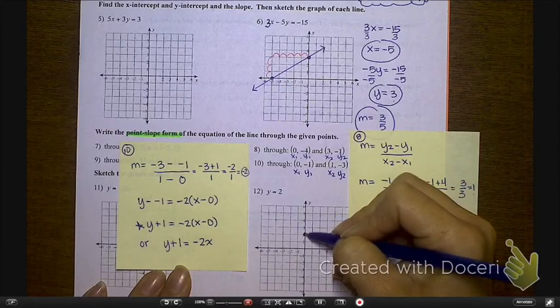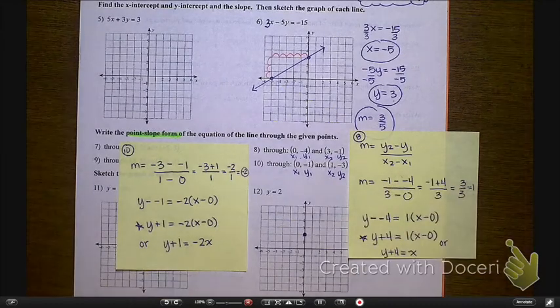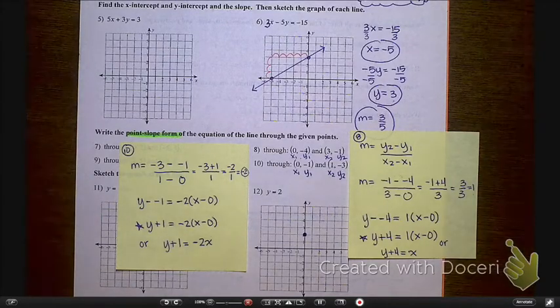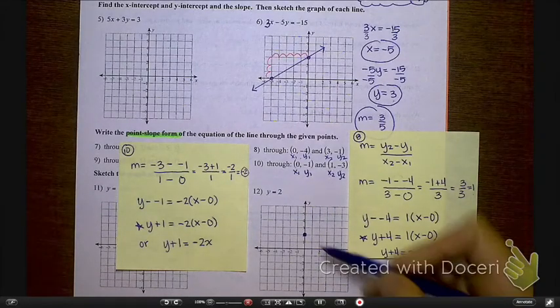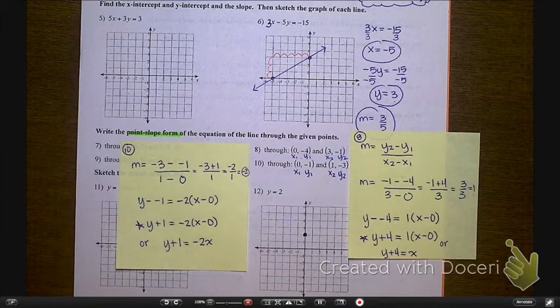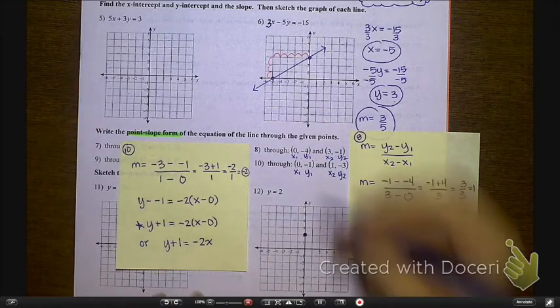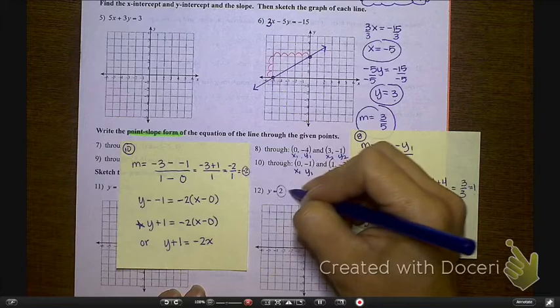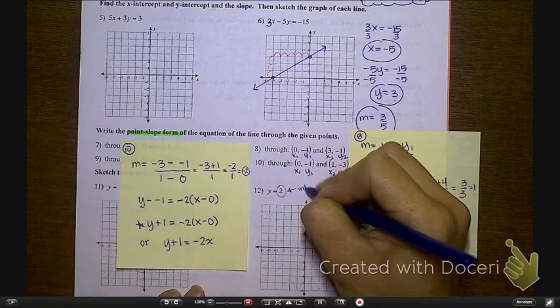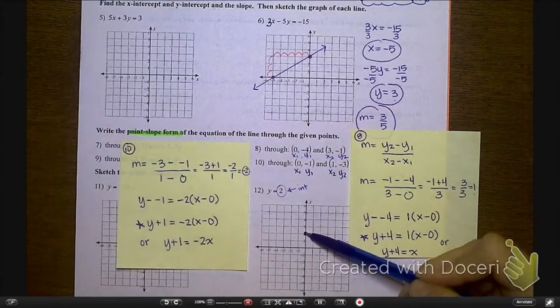Isn't it 2 over 1? The number 2 is equivalent to 2 over 1. Okay, but when we're talking about the intercept, we're not talking about a slope here. We're talking about, this is telling us where the intercept is. Okay, so the intercept is at 2.